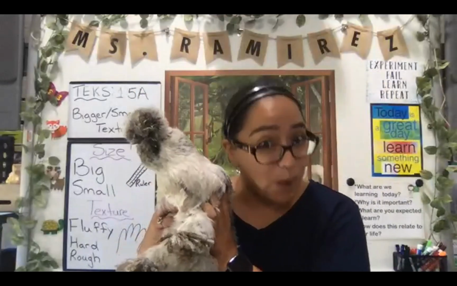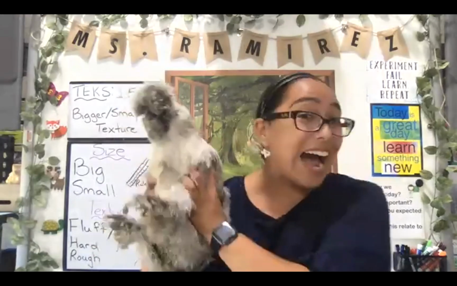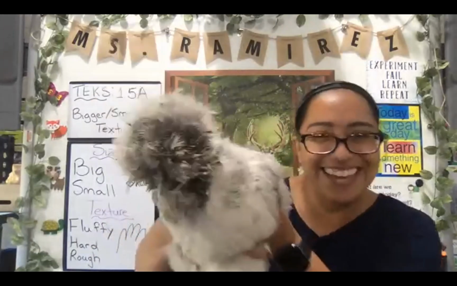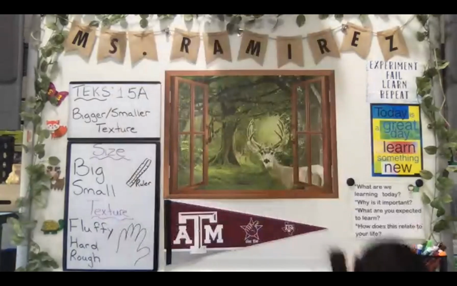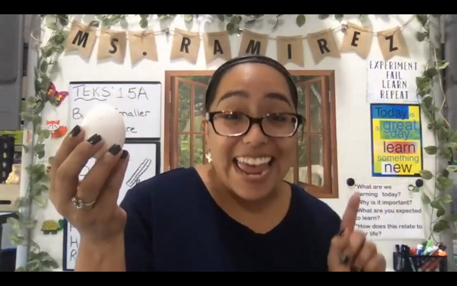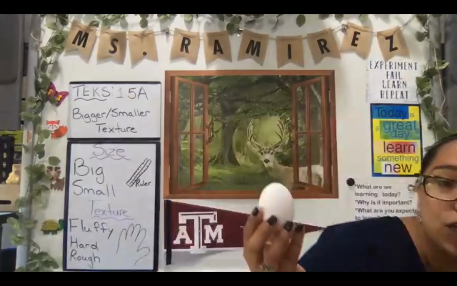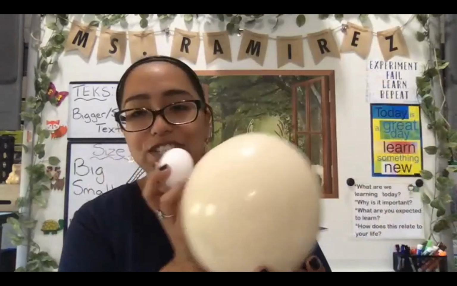If we were to talk about her size, she is smaller than me. So of course, I am much bigger than a chicken. So I'm going to go ahead and put Pepper down. And I have an egg that Pepper laid. And I also have an egg from an ostrich. So remember that super big bird I showed you in the slide? This is the ostrich egg.